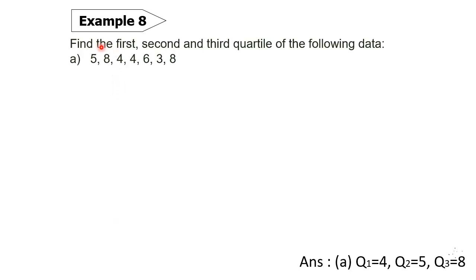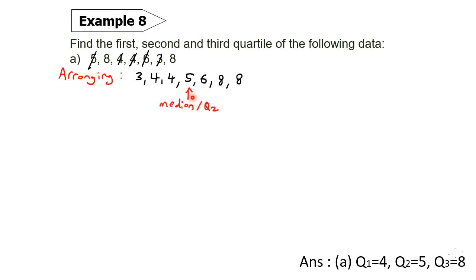Right. So now we move to example 8. In this question, find the first, second, and third quartile of the following data. So here is the data, and as you can see, the data is not arranged. So you have to arrange the data first. Then the median would be the middle value, right? 1, 2, 3, 4, 5, 6, 7. So the median would be the 4th observation here. So the median, straight away we know, is 5.